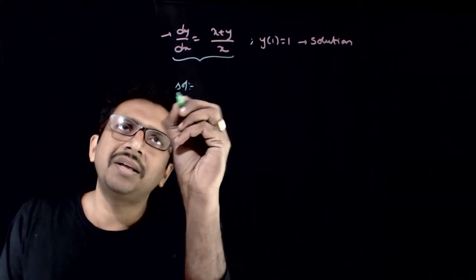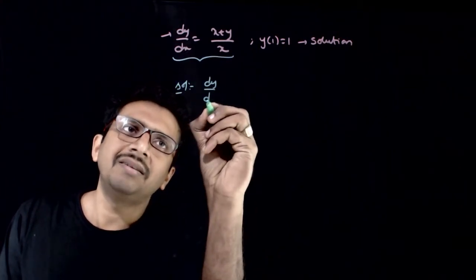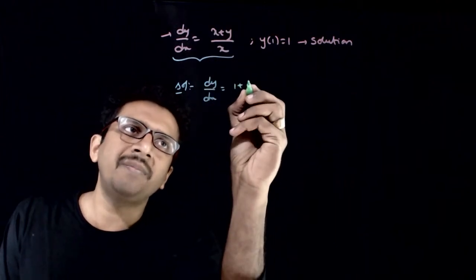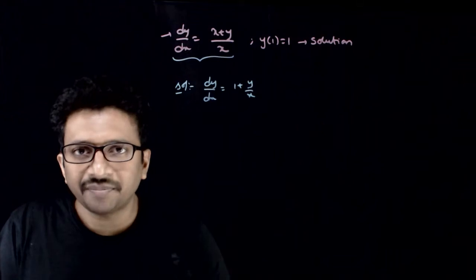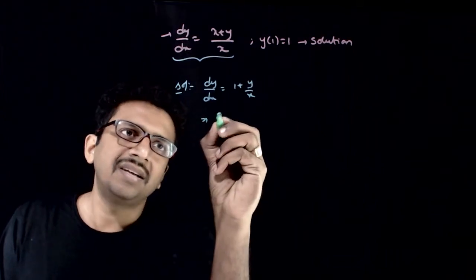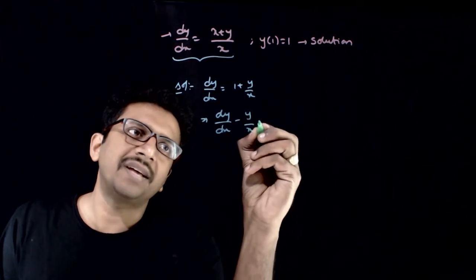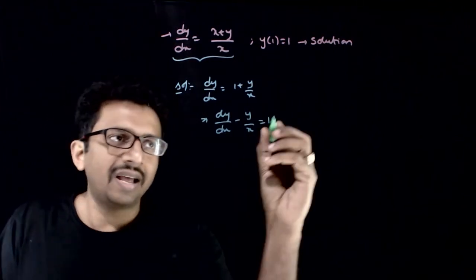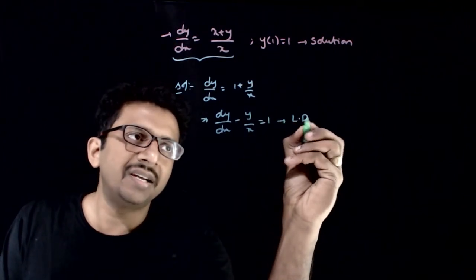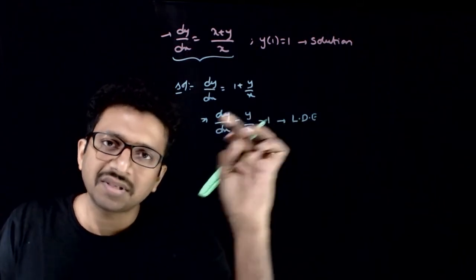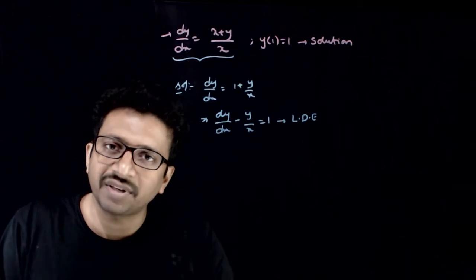To do that, let me separate this into two terms. dy/dx = 1 + y/x. This implies dy/dx - y/x = 1. And do you see that this looks like a linear differential equation? So dy/dx plus y times some function of x is equal to some function of x.